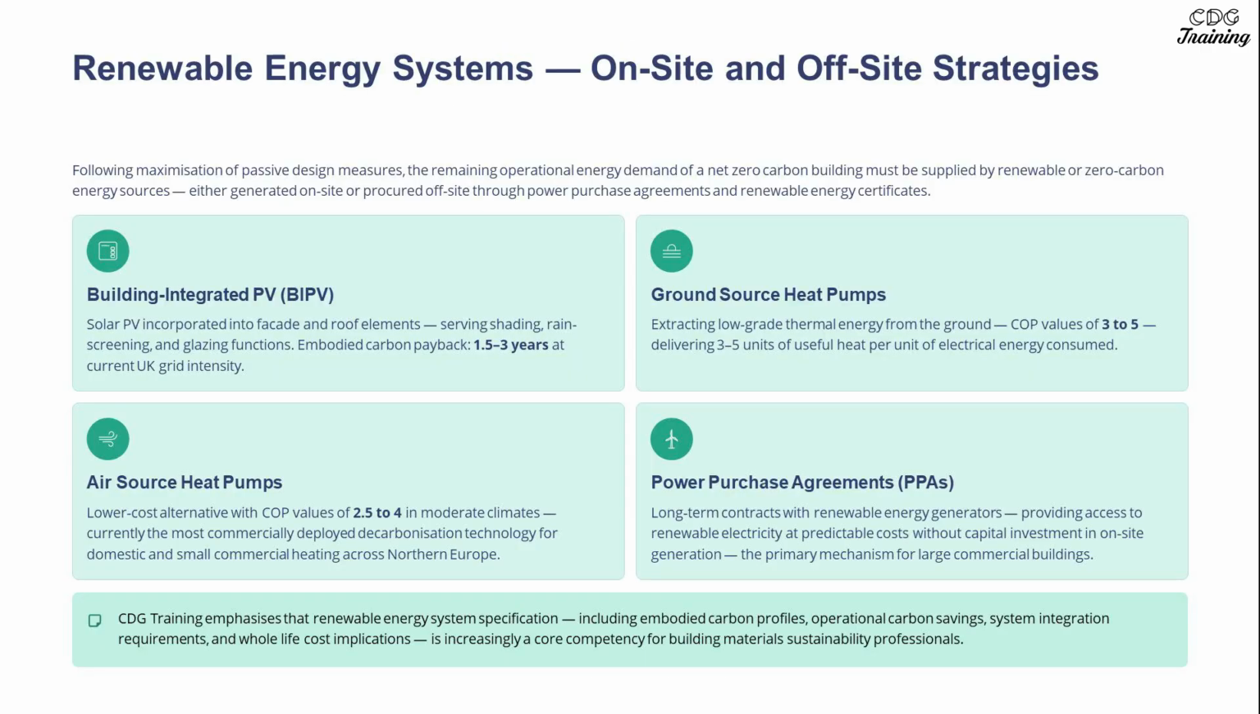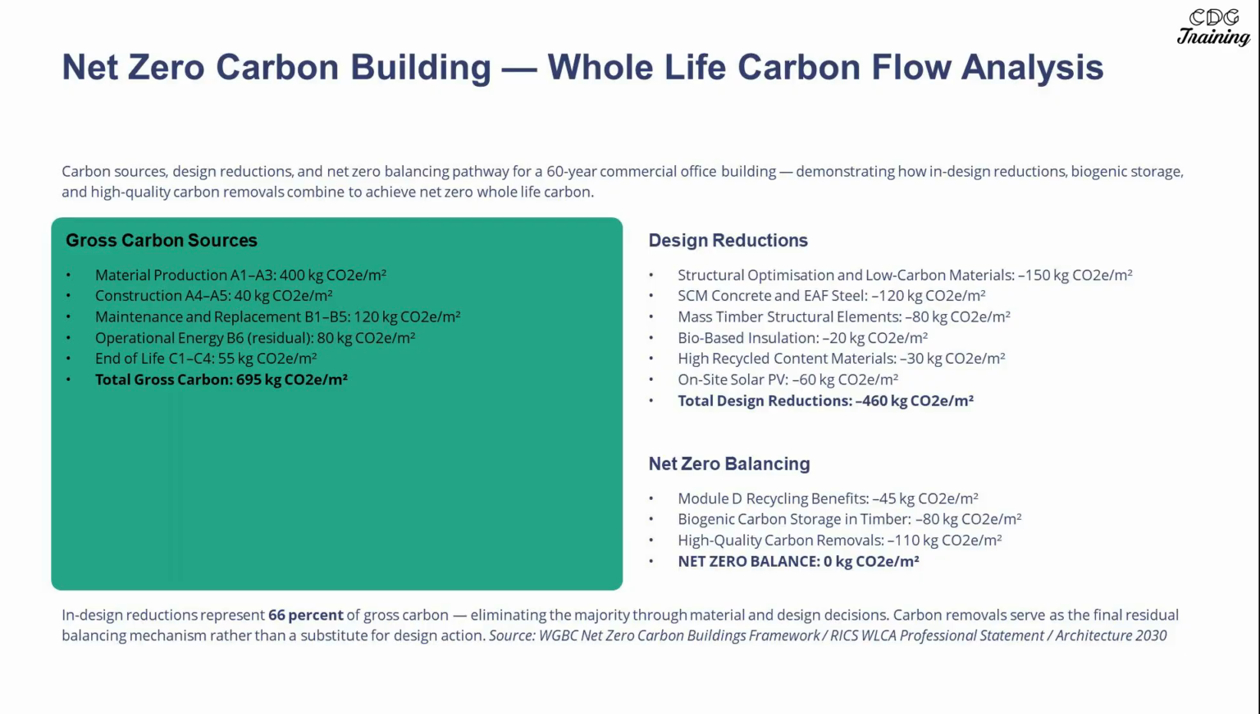To complement passive design, renewable energy systems are essential. On-site and off-site strategies, like integrated PV and heat pumps, help achieve net zero carbon by supplying renewable energy. This analysis outlines the sources and reductions of carbon in a net zero building. It highlights the importance of design and net zero balancing in achieving significant carbon reductions over a building's lifecycle.